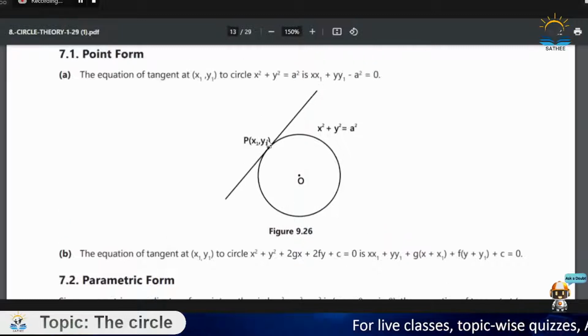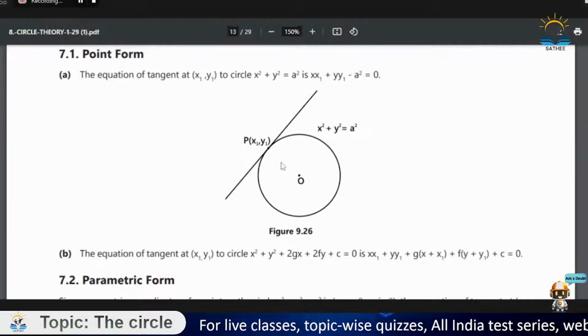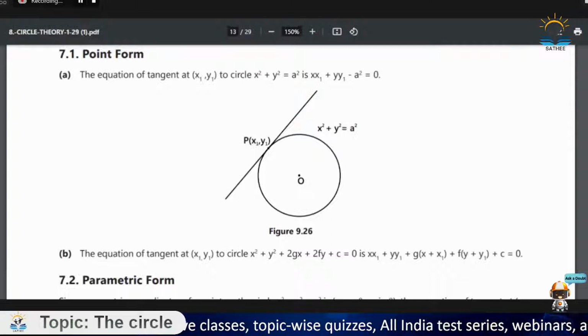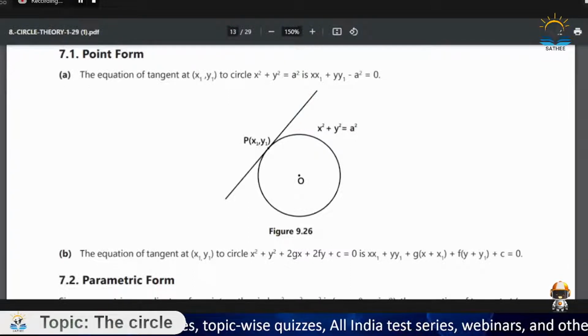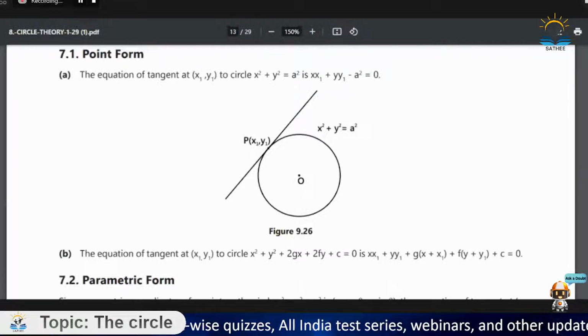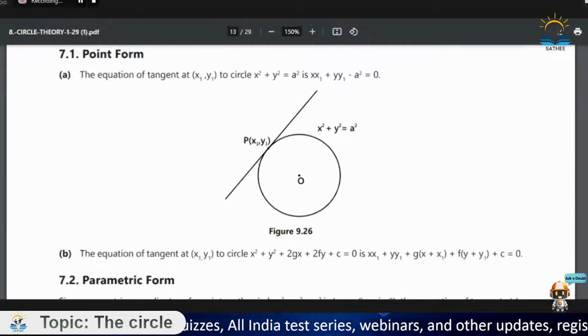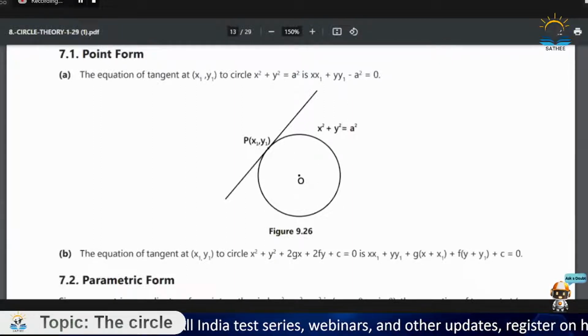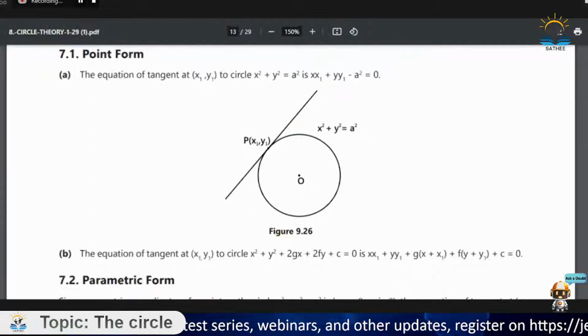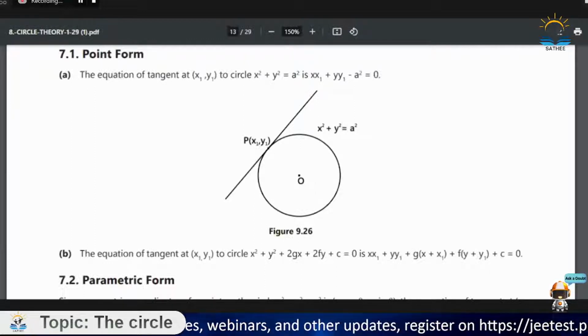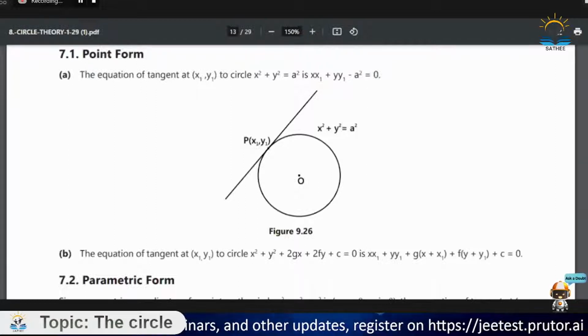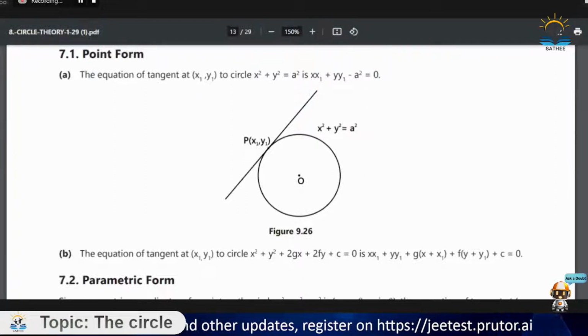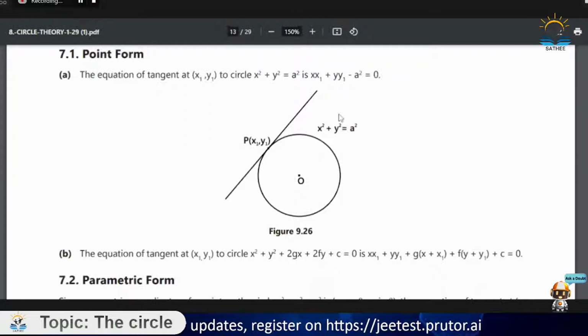The second way is, we directly write T = 0. So what is capital T? Suppose we have the equation of the circle as x² + y² = a². So the equation for T = 0 would be: you replace x² by x·x1, replace y² by y·y1, and keep the constant a² as it is. So you will get the equation of the tangent as: x·x1 + y·y1 − a² = 0.